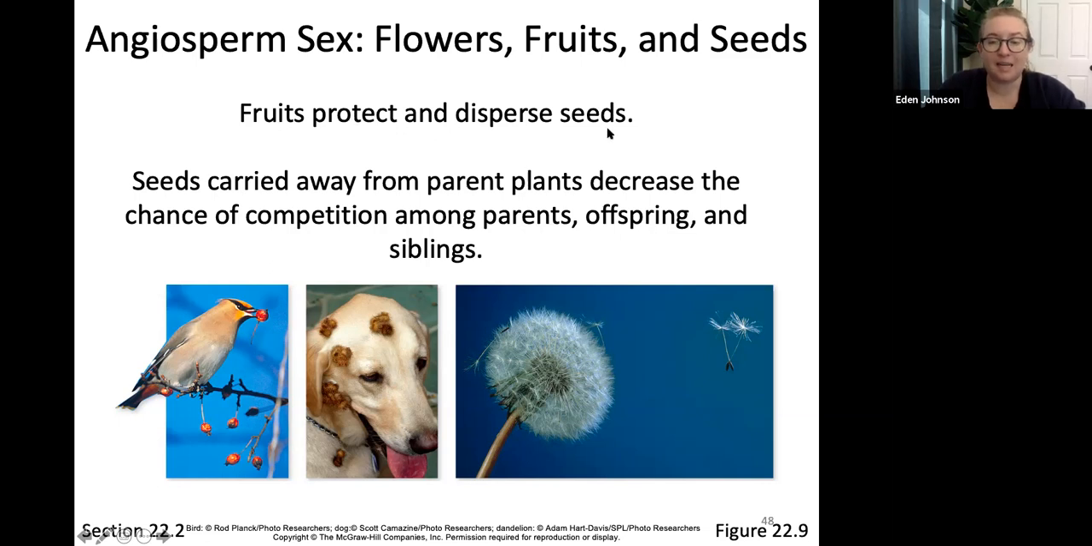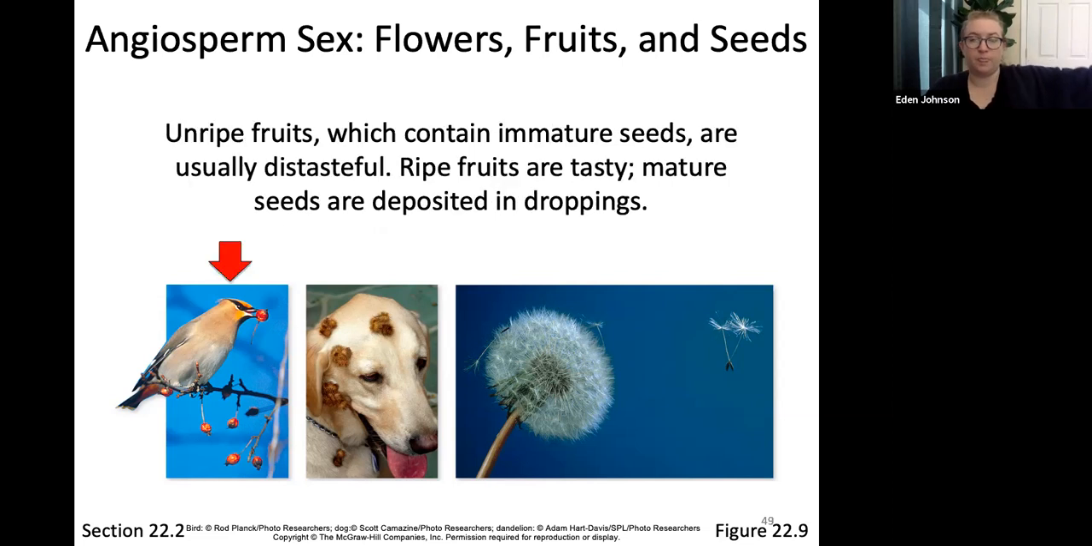All right, now we're going to talk about different ways that you can disperse these fruits and seeds. Fruits are going to protect and disperse seeds, and you've got many different types of fruits that you wouldn't even think of as a fruit. So seeds carried away from the parent plants decrease the chance of competition among parents, offspring, and siblings. So the further you can disperse your own seeds, your offspring, the better, because remember, in any one environment, there are limited resources. There's competition for those resources, et cetera, et cetera. One habitat can only hold so much and support so much. So the goal is dispersal. And there are ways that you can do that.